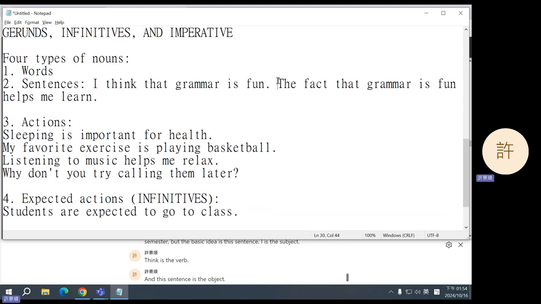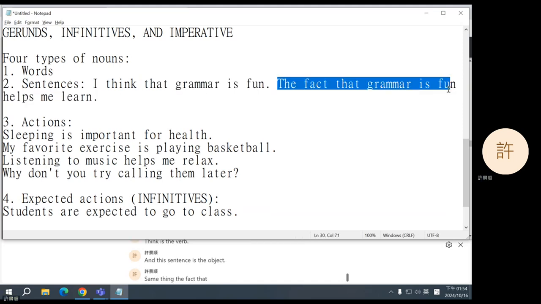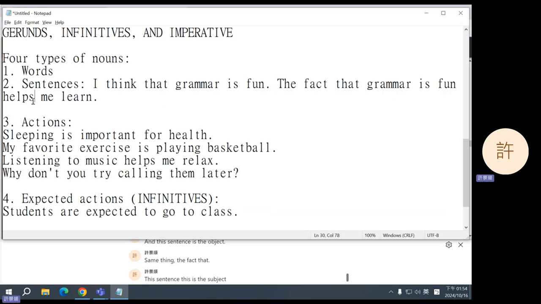Same thing. In "The fact that...", this is the subject, helps is the verb, me is the object, learn is everything else. So these are examples of using a complete sentence preceded by that as a noun. And we'll get to this much later in the school year.